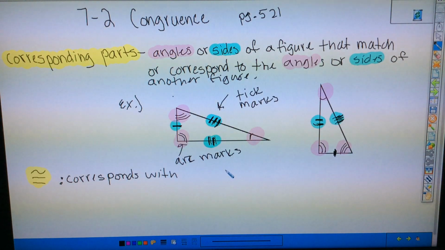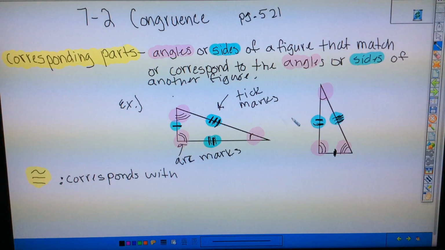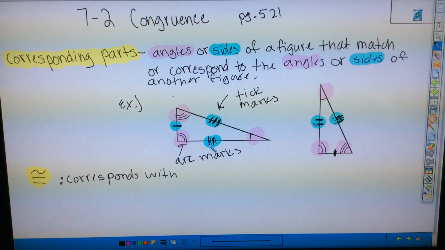So these are called tick and arc marks. If you see a side length that has one tick mark, it corresponds with the side length of the other shape that has one tick mark. What that basically means is that these two side lengths are the same. We don't know what their dimension is necessarily, but we know that they're equal. So the side that has two tick marks corresponds with this side. The side that has three tick marks corresponds with this side.